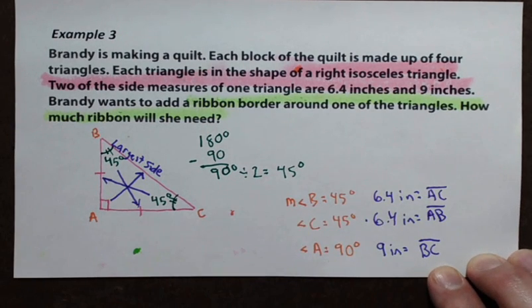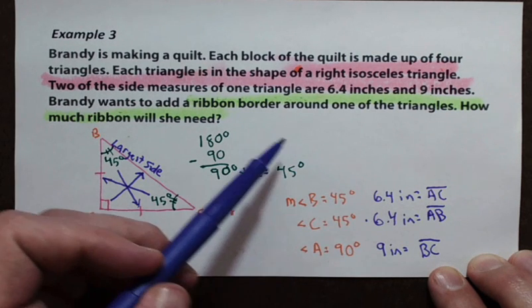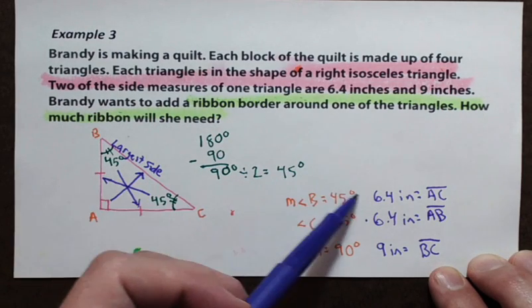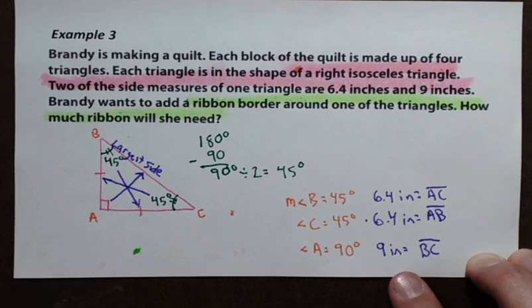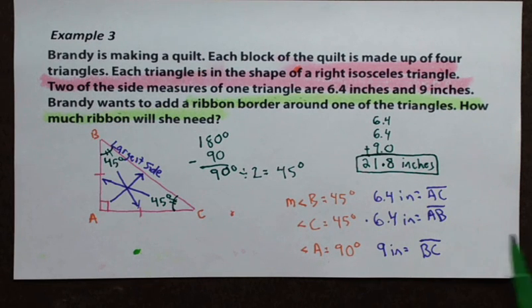Okay, now I have the length of all three sides, but I need to know for a ribbon the border around one of the triangles, so I have to add all three of these sides up. When I add all three of these sides up, I get 21.8 inches. So I need 21.8 inches of ribbon.